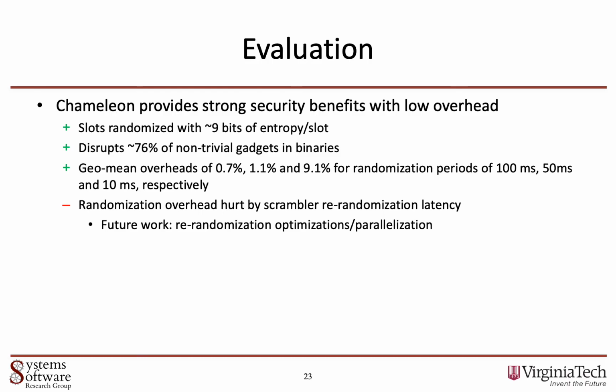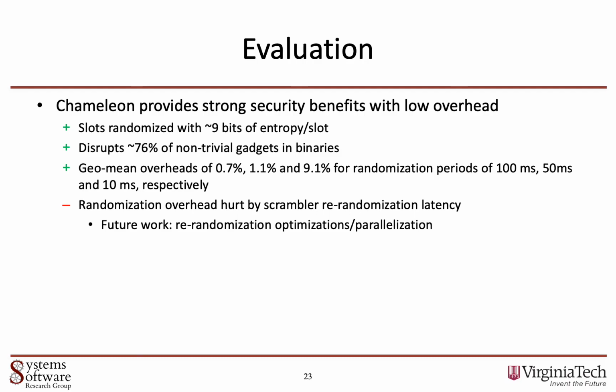Overall, Chameleon is able to provide strong security benefits with low overhead. Chameleon generates about 9 bits of entropy per slot in the benchmarks we evaluated, and it also disrupts approximately 76% of non-trivial gadgets. Chameleon has geometric mean overheads of 0.7%, 1.1%, and 9.1% for randomization periods of 100 milliseconds, 50 milliseconds, and 10 milliseconds respectively.